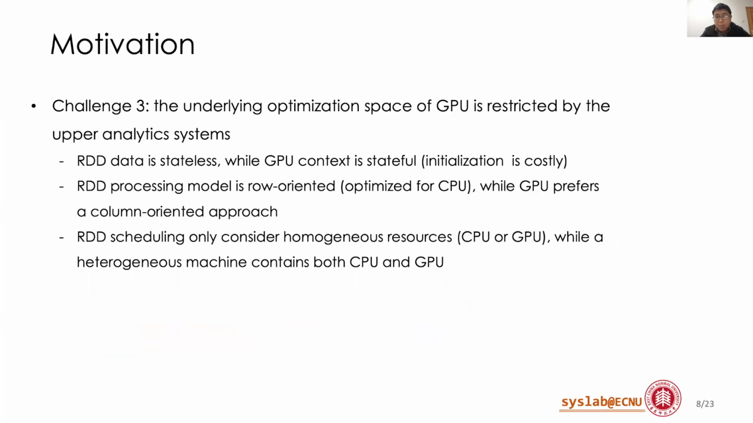The last challenge is that the underlying optimization space of the GPU is restricted by the upper analytic systems. Let us consider three typical situations as follows. First, CPU RDD data is stateless while the GPU context is stateful, and the initialization of the GPU context is costly. Second, the processing model is row-oriented to optimize CPU execution, while the GPU prefers a column-based approach. Finally, RDD scanning considers homogeneous resources such as CPU or GPU, while a heterogeneous machine contains both CPU and GPU. This situation demonstrates that the current architecture makes it hard to apply GPUs in data analytics.